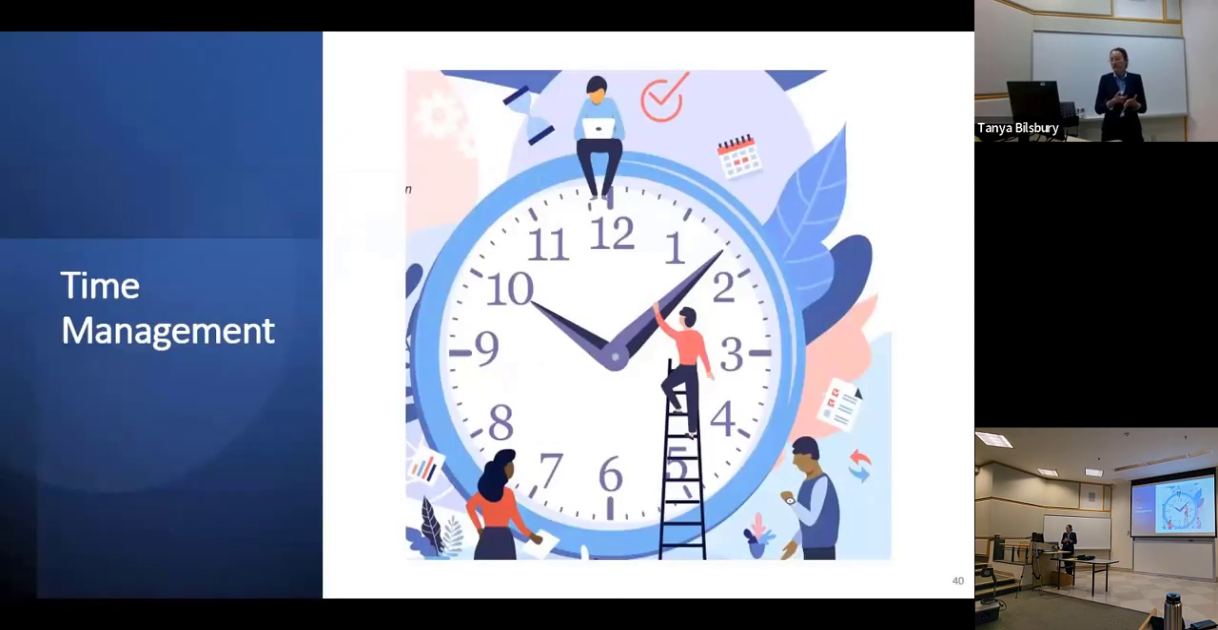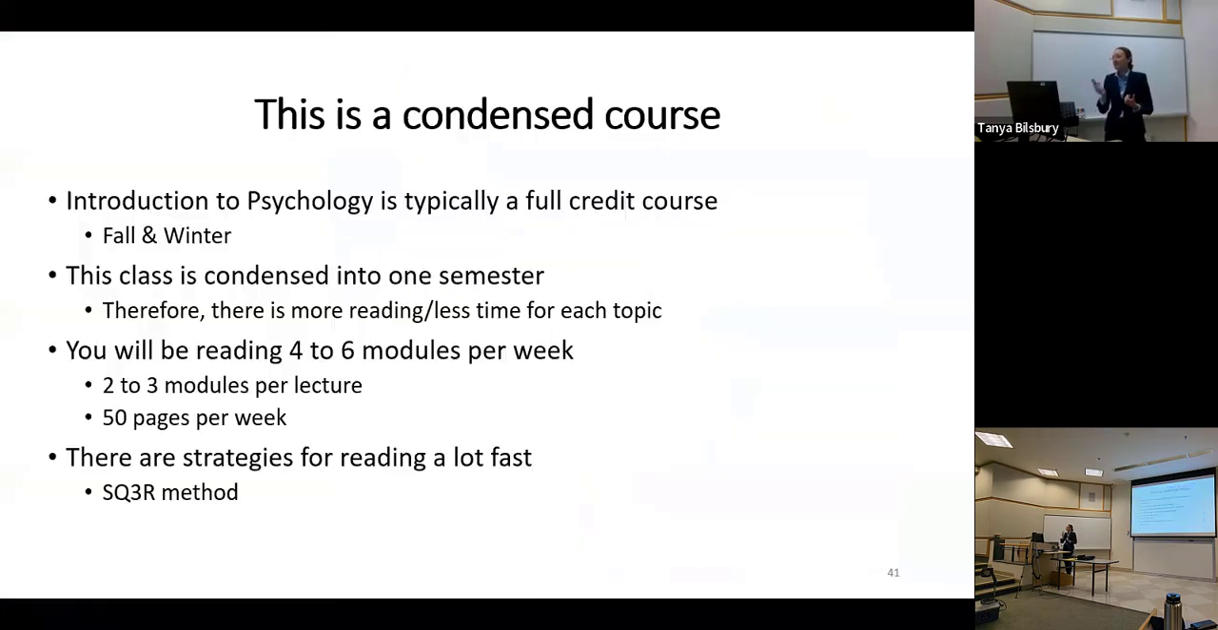So with regard to time management, I think something that's important to understand is that this is a condensed course. Intro to Psych is typically a full year course, right? Like start in September, end in April. But at SMU, this course is 1 semester. And what that means is that it's kind of a lot of reading because I'm cramming the entire textbook into 1 semester. I hope that the open book, no exams component kind of balances for that a bit.